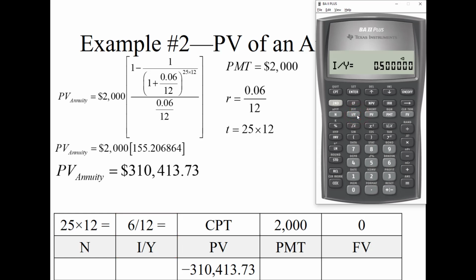Our PMT is going to be $2,000. It's going to be a positive amount because that's how much we're receiving every month. It's going to go into our wallets. So I type in 2,000 and then hit PMT. Our FV in this case is going to be 0. And we're trying to calculate the present value or the price of this annuity. So I'm going to hit CPT and then PV.